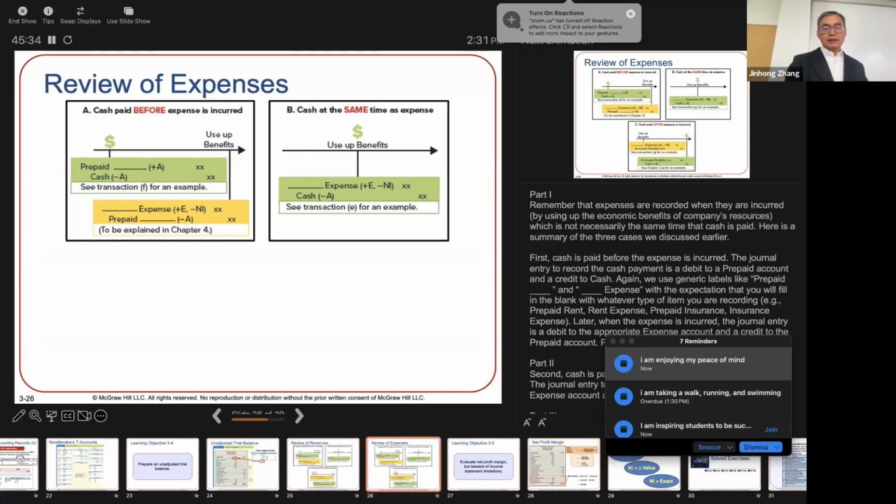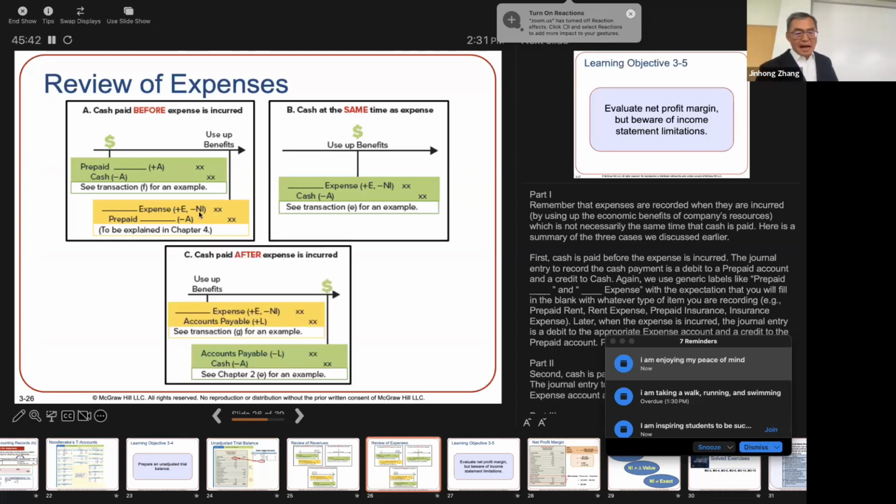Cash at the same time as expense: you basically pay cash, reduce the cash, and then you increase the expense. Cash paid after expense is incurred. When you have an expense, you book expense, and you haven't paid, so you book a liability. You increase accounts payable, a liability in the liability section of the balance sheet. And then when you pay cash, you reduce cash and you reduce the accounts payable.